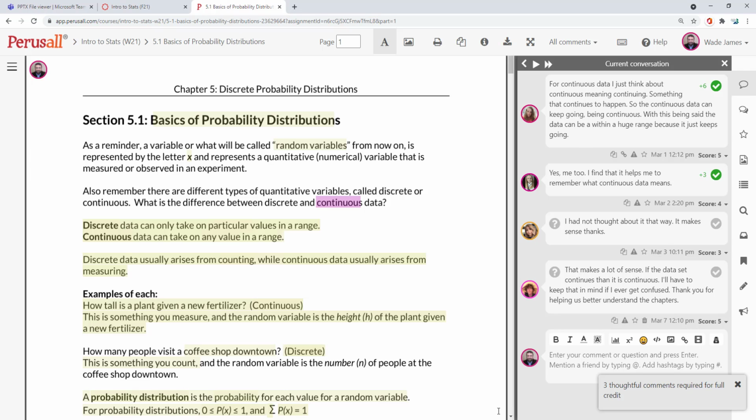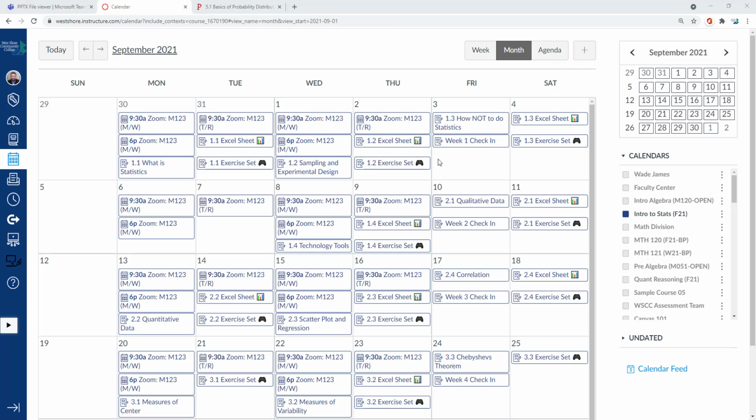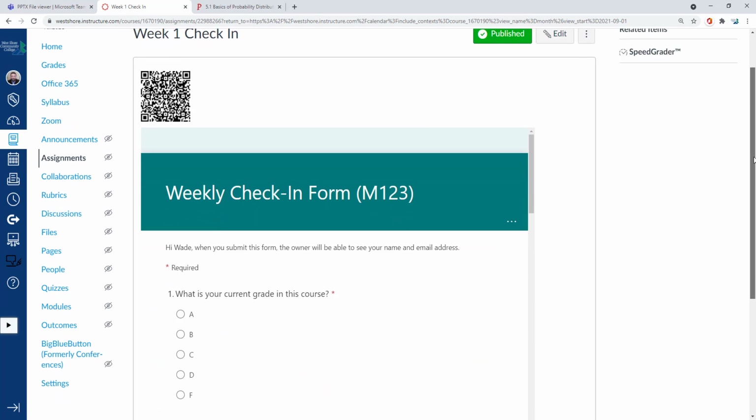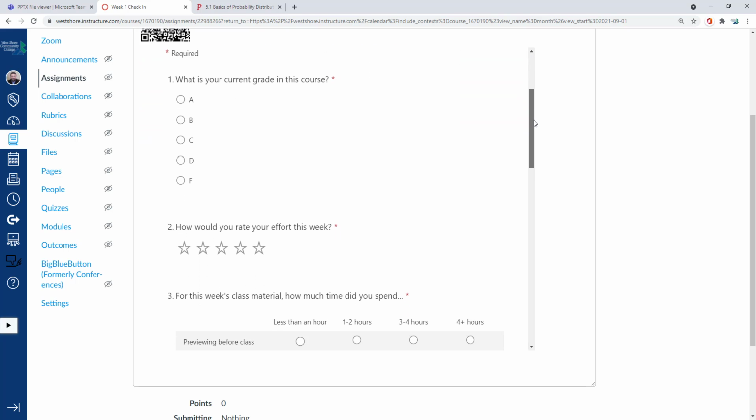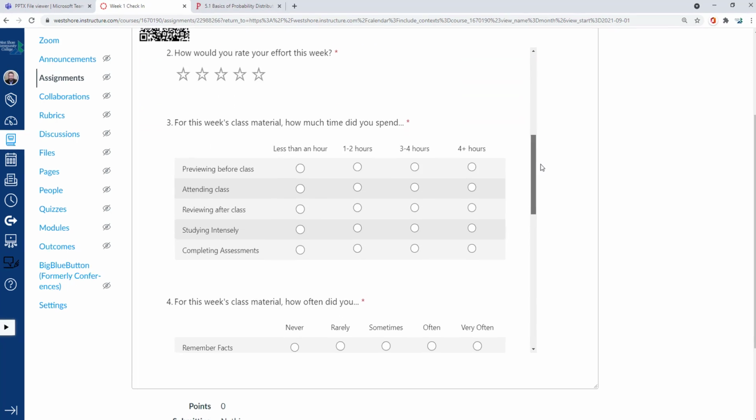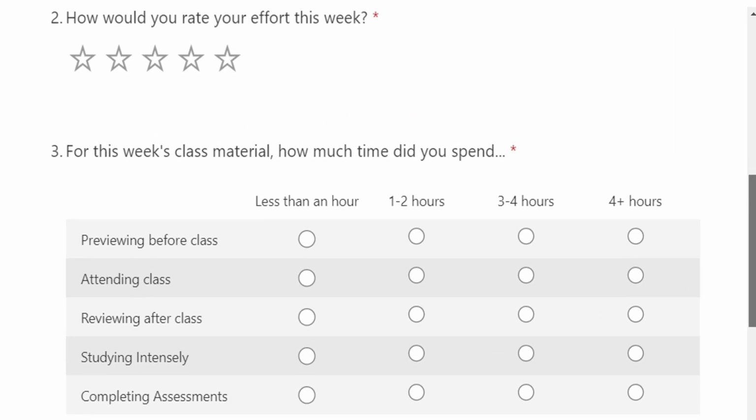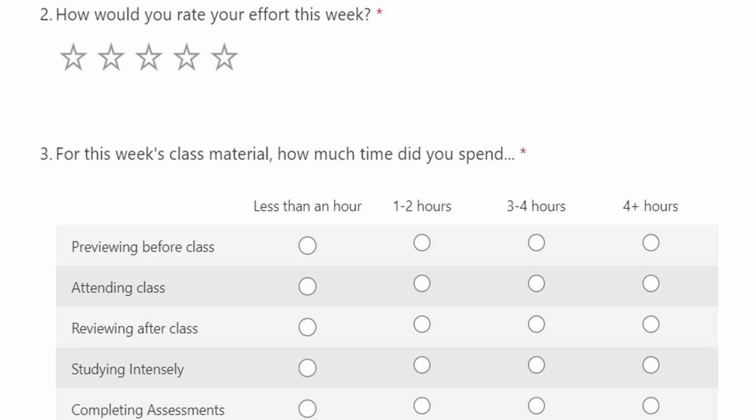The final example of something new I'm trying this semester is a weekly check-in, and I have it scheduled to be due each week at the end of the week. This will take the students to a Microsoft form where they can submit the responses to what is your grade in the course, how would you rate your effort this week, for this week's class material, how much time did you spend? And these 5 answers are all related to McGuire's study cycle: previewing the material before class, attending class, reviewing after class, studying intensely, and completing assessments.